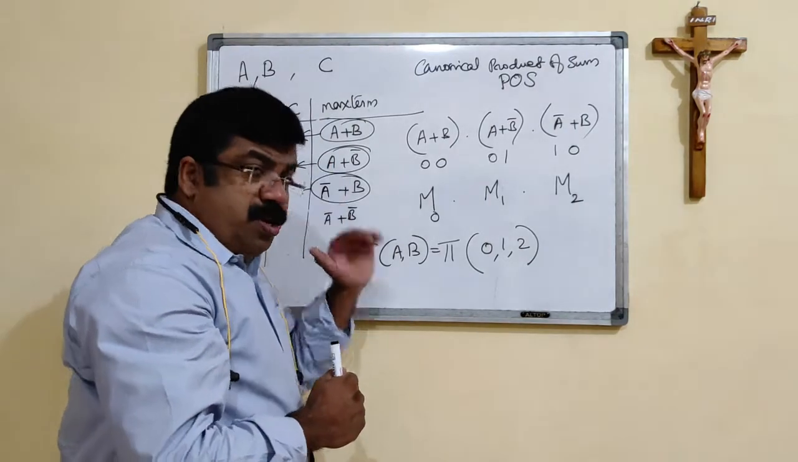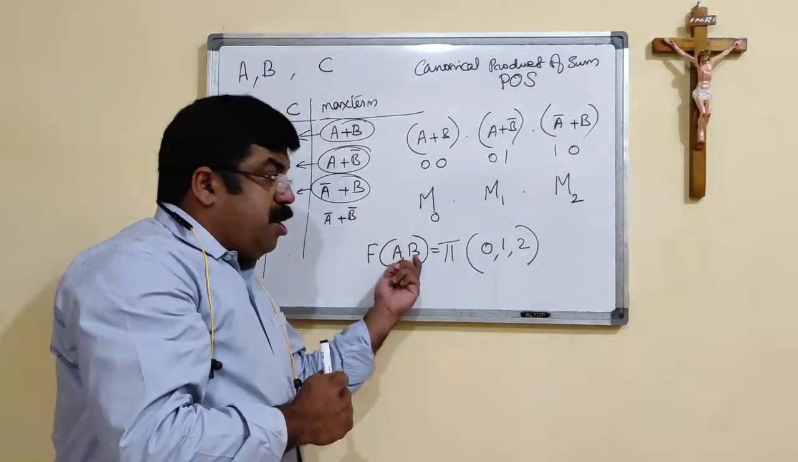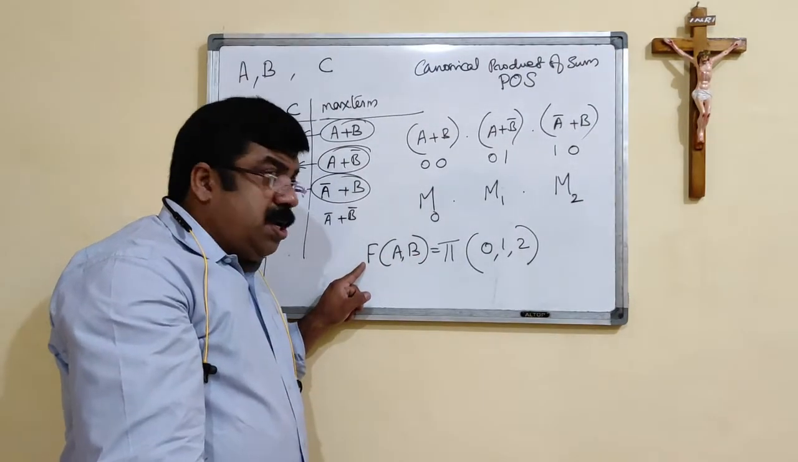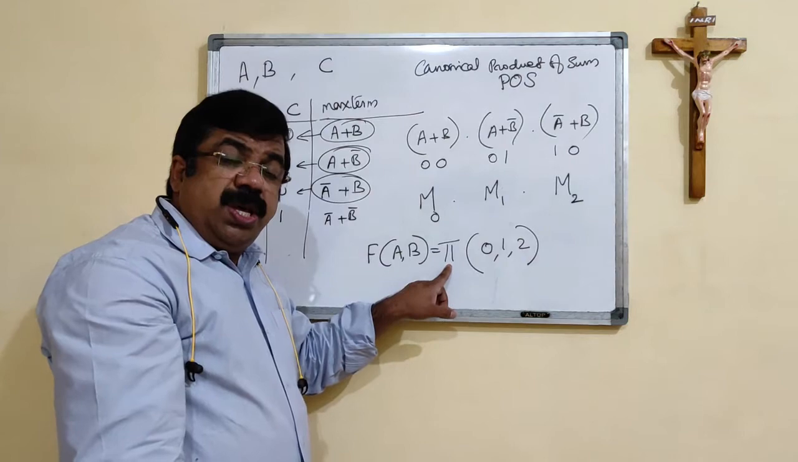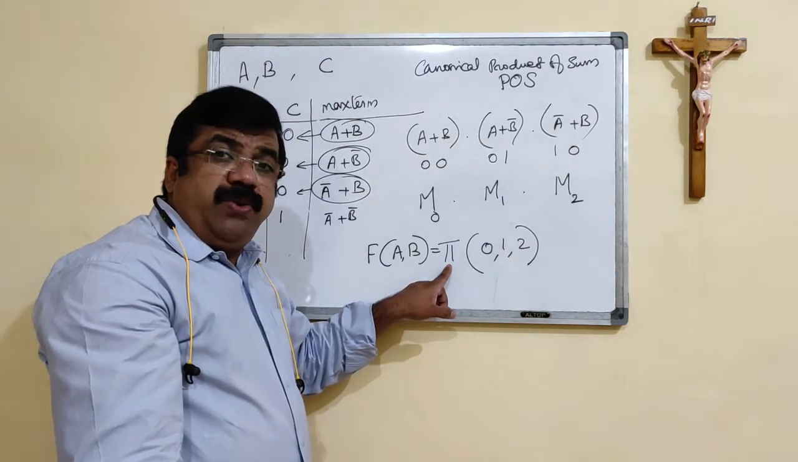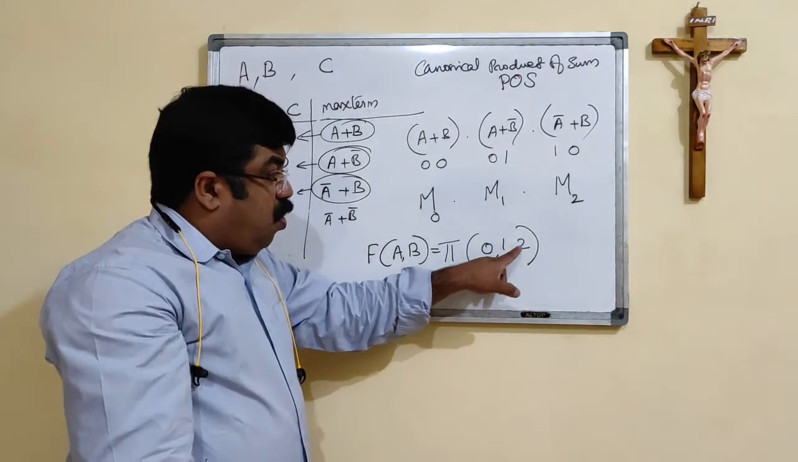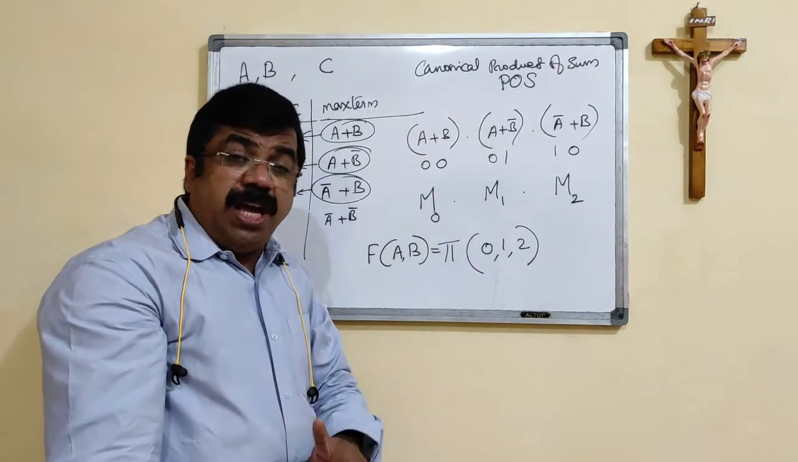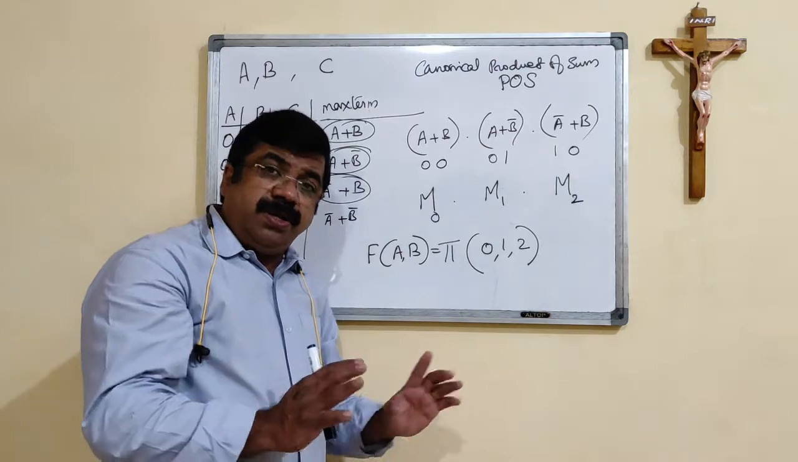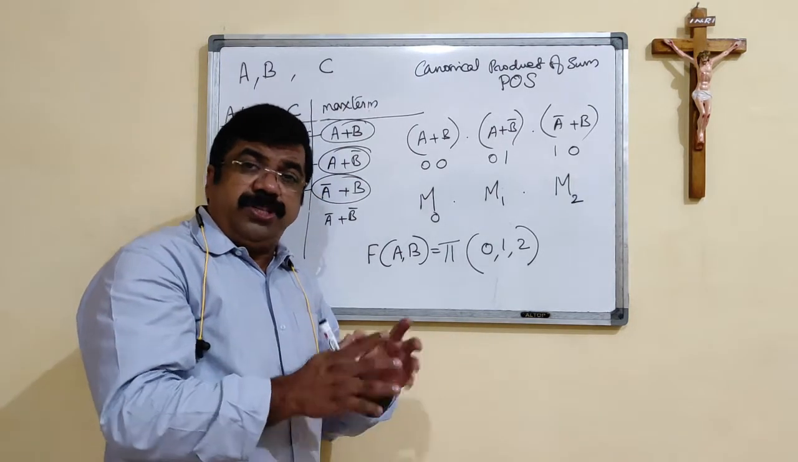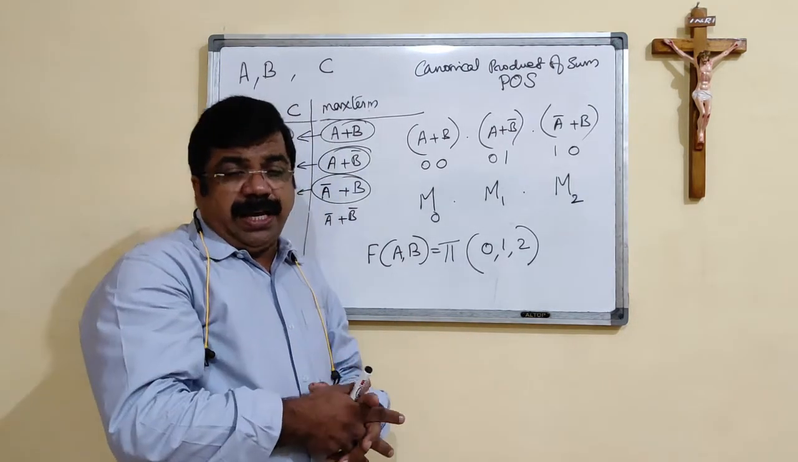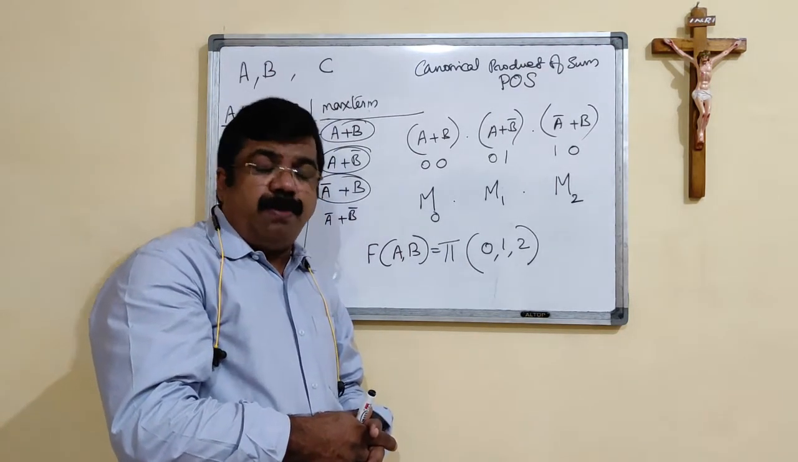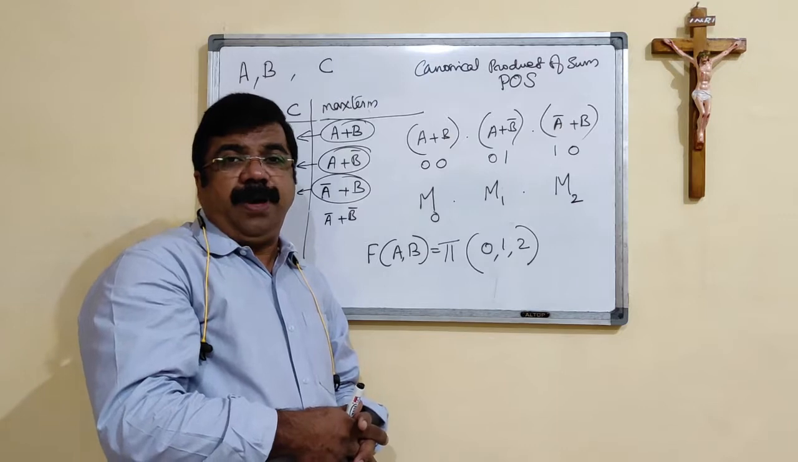Okay, so we come to the conclusion. A and B are the input combination, F is the output, and the pi shows the canonical product of sum. The 0, 1, 2 shows the max terms which are producing an output 0. So this is about the canonical product of sum and the canonical sum of products. I hope you understood.